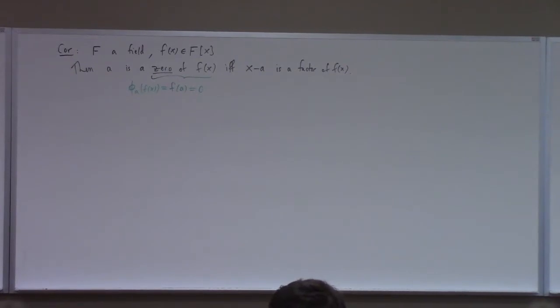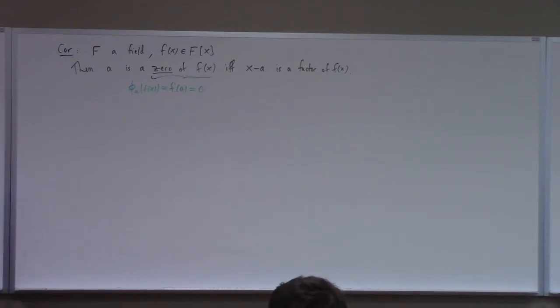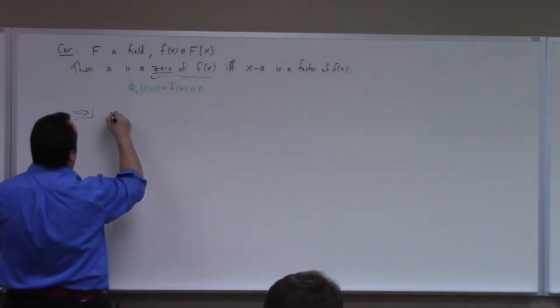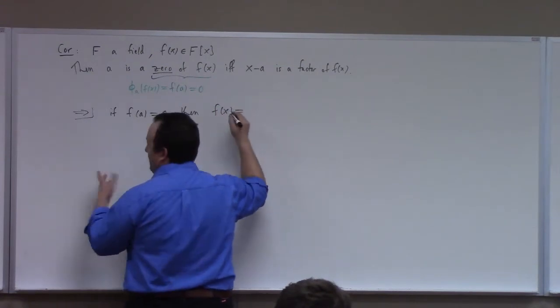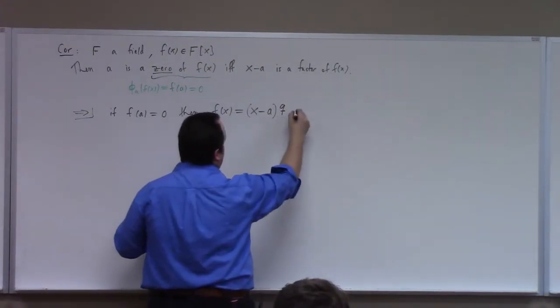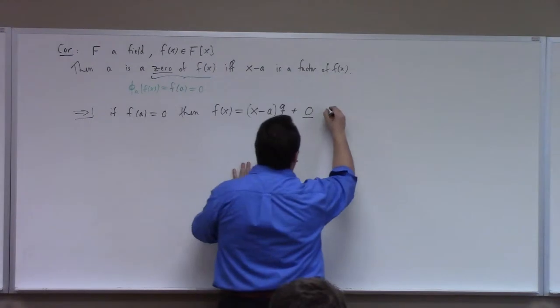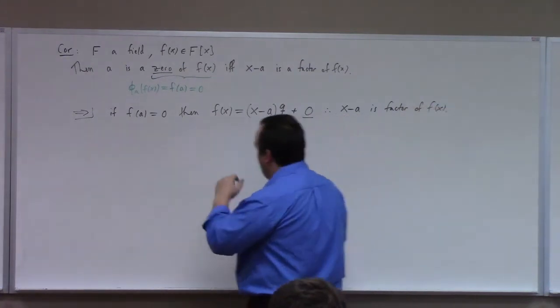Okay, so I won't even prove this, but the proof, well, I guess we could prove it. It wouldn't take us long, would it? How would you prove this? You just use the corollary because it is a factor and the remainder is 0. Right, so the forward direction, if f of a is equal to 0, then f of x is equal to x minus a times the q, right? Plus 0, just to write it down, which is to say x minus a is a factor of f of x.